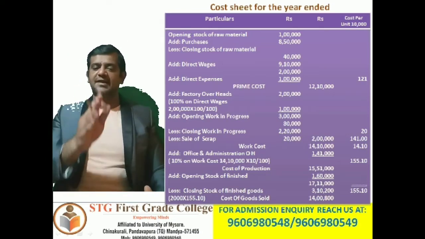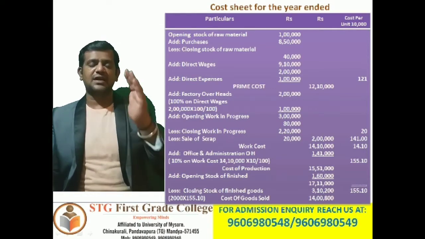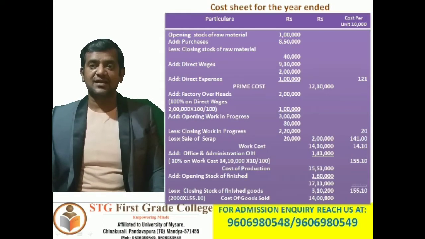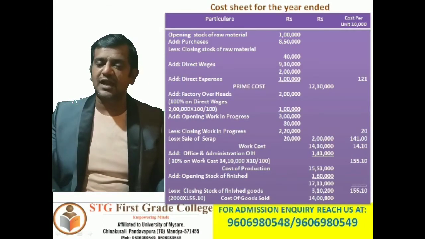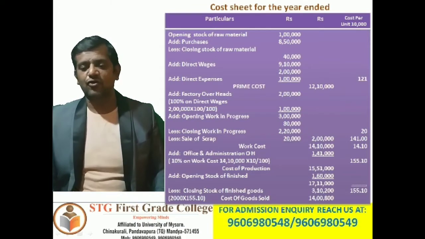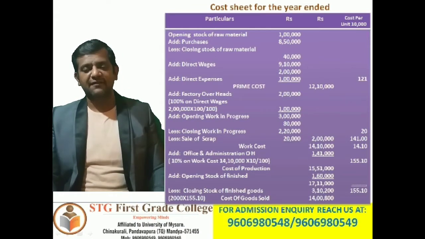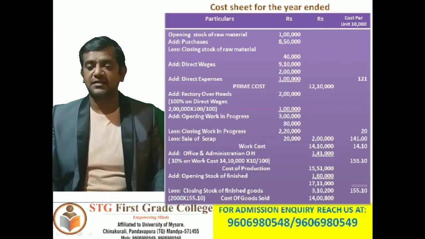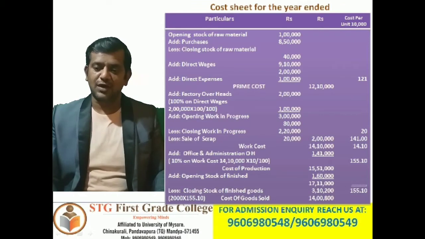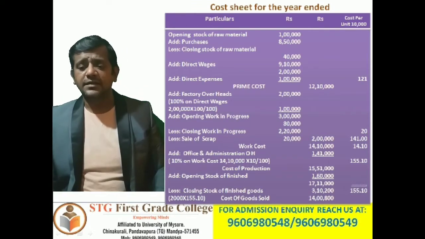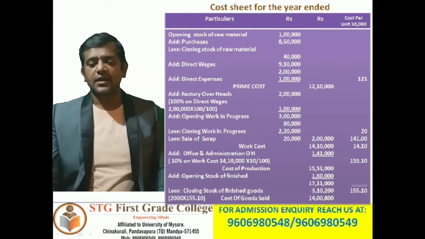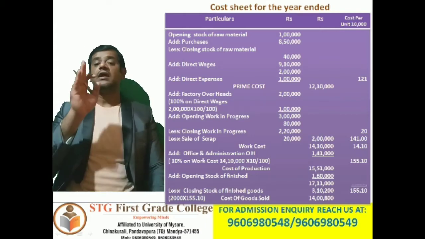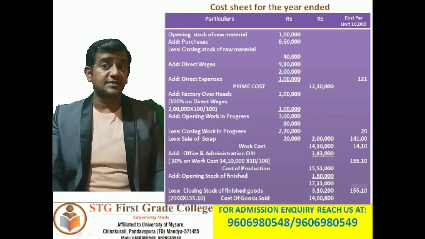Then add office and administration overheads, which he has clearly said is 10% on work cost. We know work cost is 14,10,000. So 14,10,000 into 10 divided by 100 is 1,41,000. When you divide that by 10,000, you are going to get 14.10. Next, we are going to identify the cost of production, that is 14,10,000 plus 1,41,000. So 15,51,000 is the cost of production.